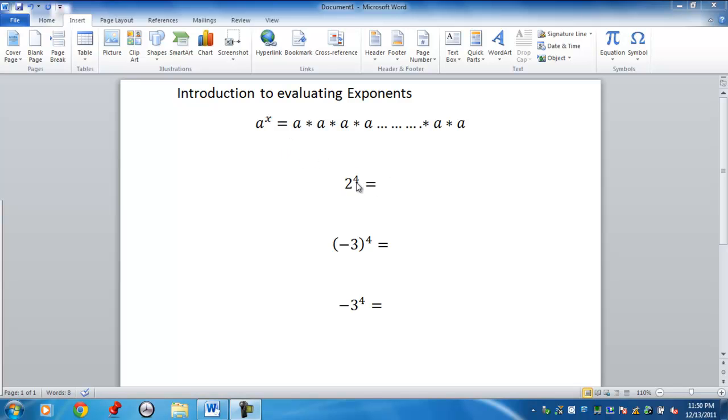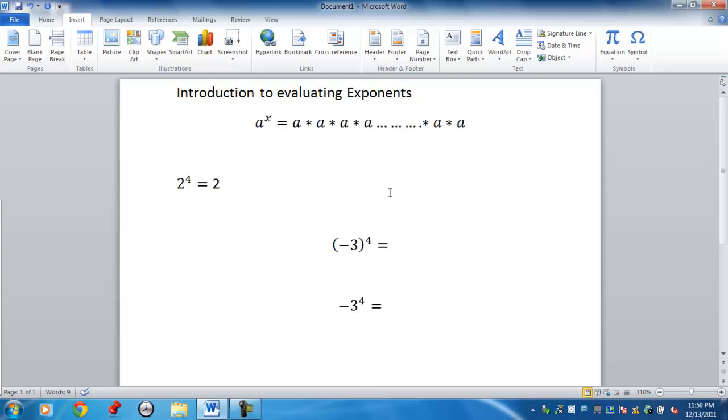First one, you have 2 raised to the 4th power. Now what that means here is that you're taking the number 2 and multiplying it by itself 4 times. So what it means is that you're taking 2 times 2 times 2 times 2, which is going to equal 16 as your answer.